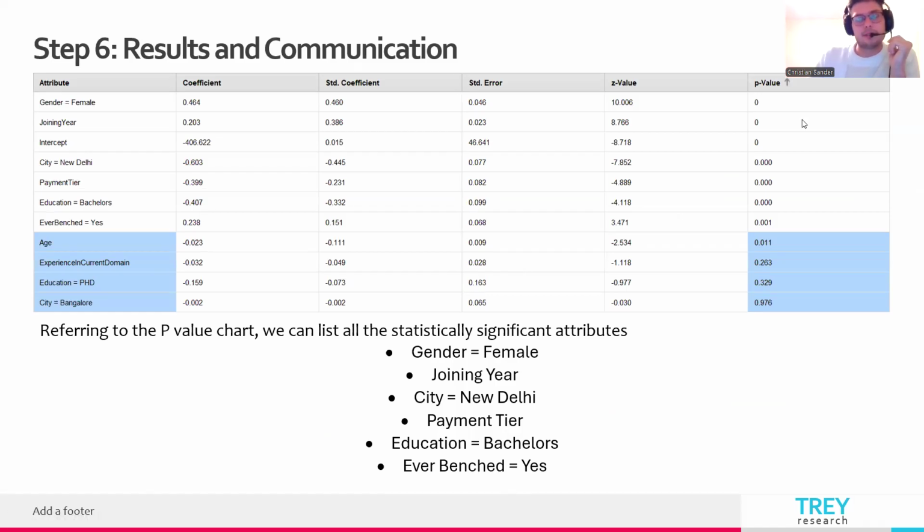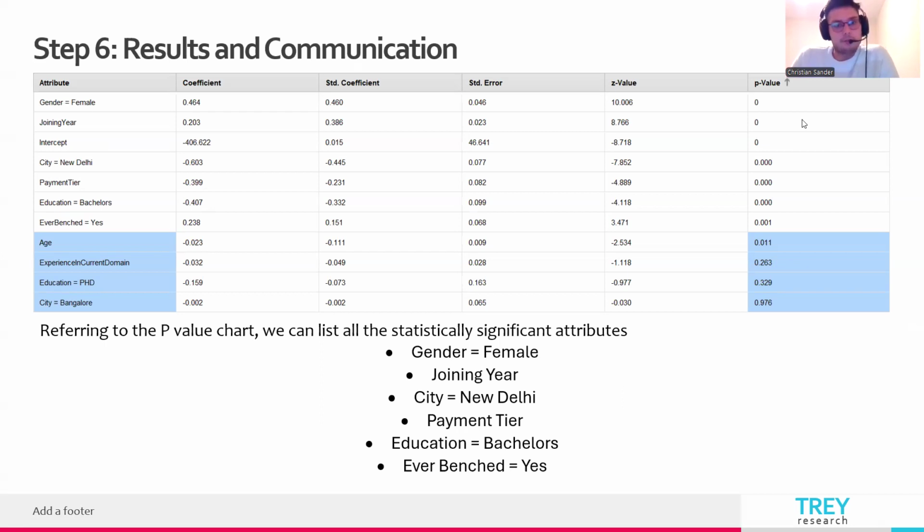So step six is the results and communication. We're going back to our p-values here as well to determine the significant attributes. I already determined the insignificant attributes, which were age, experience in current domain, education being a PhD, and city equals Bangalore. Now, this is still from the original 80/20, but it determined the same p-values, just in different numbers, but the significance remained the same.